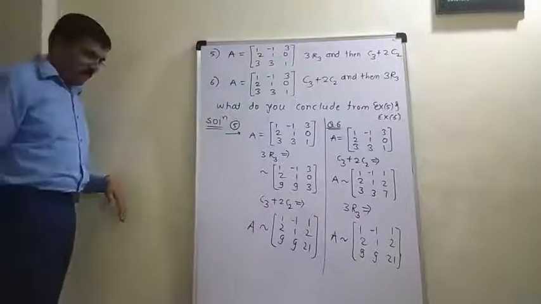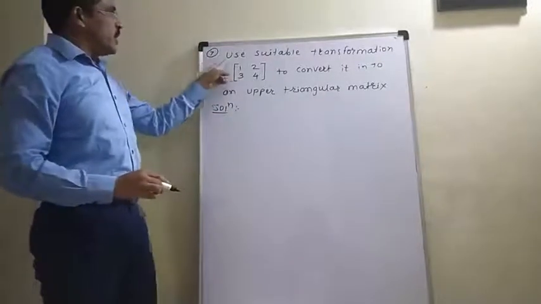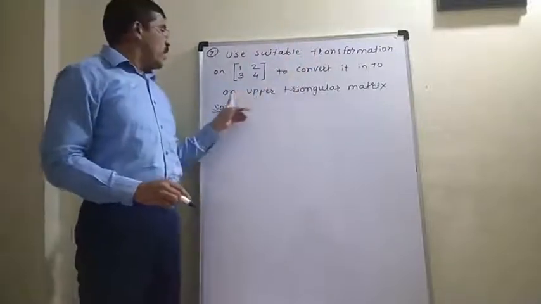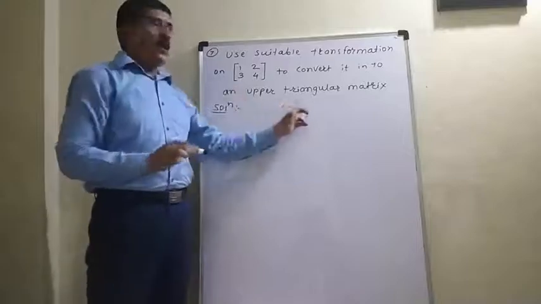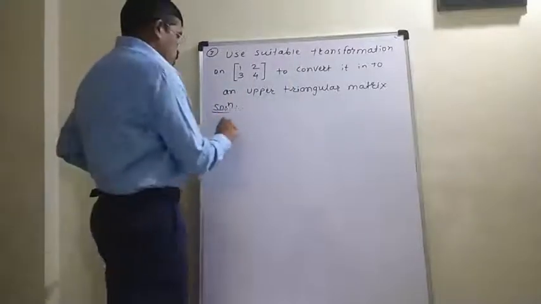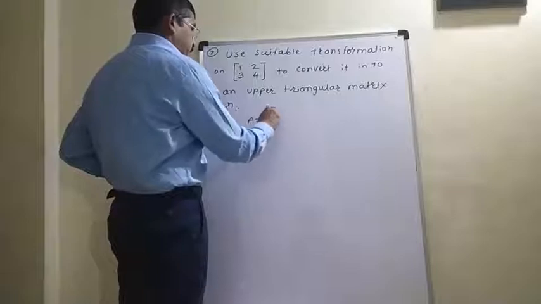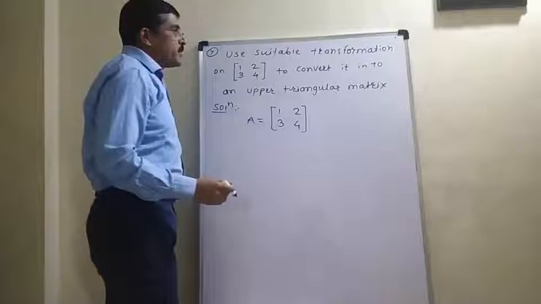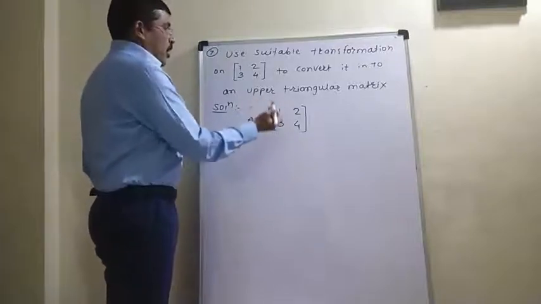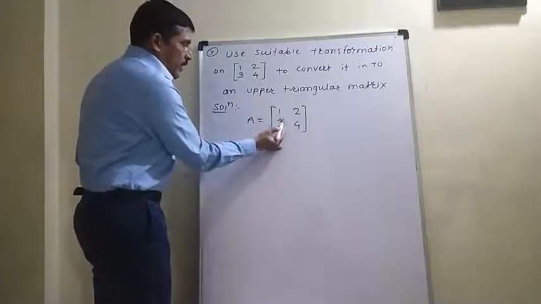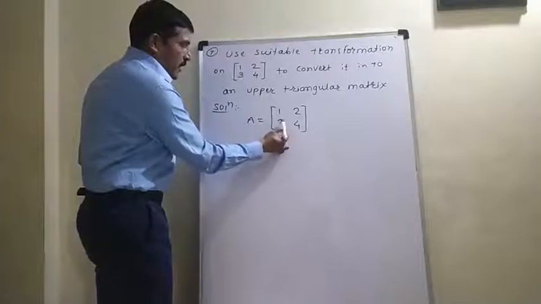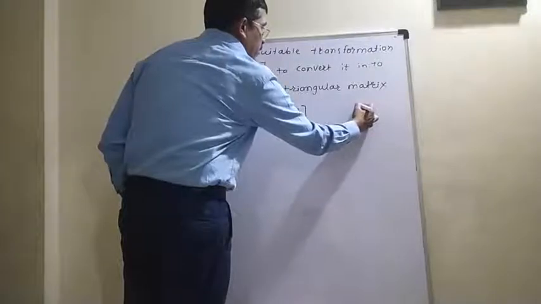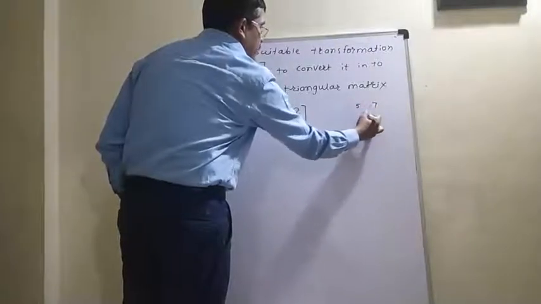Next question. Let us read question number 7. Use a suitable transformation on this matrix to convert it into an upper triangular matrix. Let us see, please. Solution start. Let us consider the given matrix B, 1 2 3 4, a 2 by 2 matrix. To get an upper triangular matrix, we need to get 0 in place of this 3. This position must be 0. For example, let us see here something 5 7 0 8.